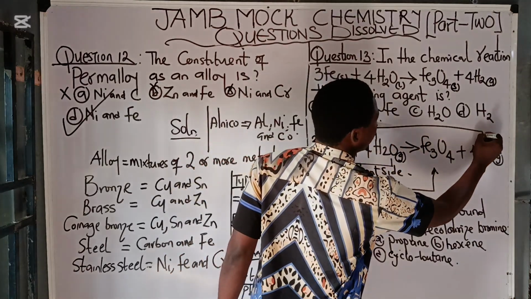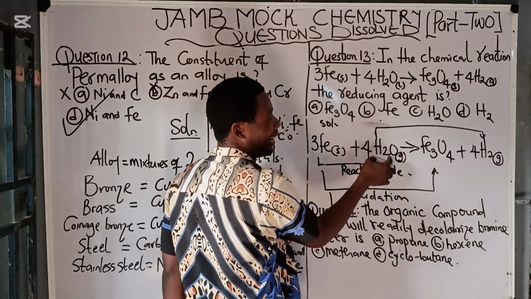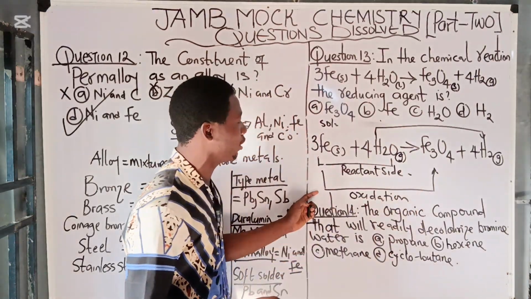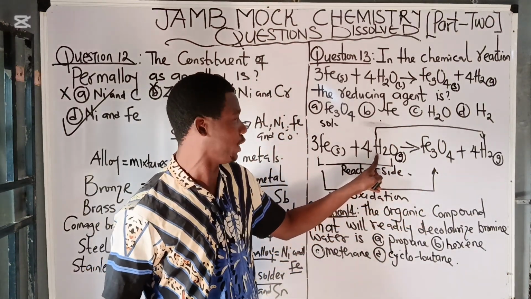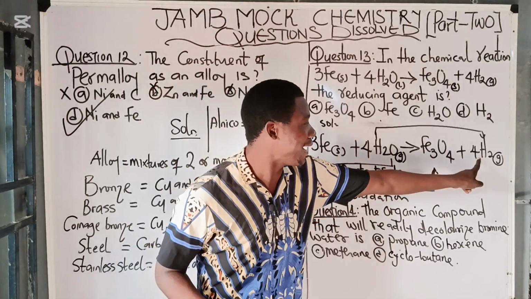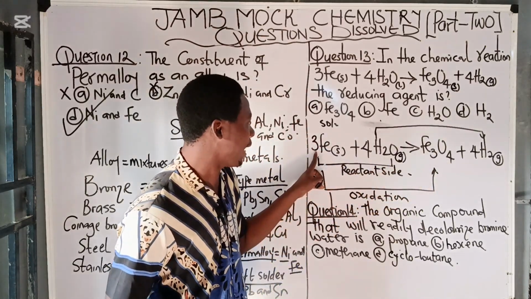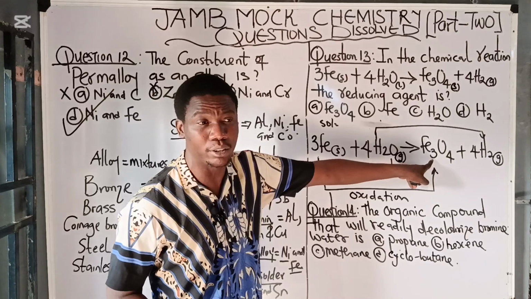Now if I analyze this one, which is your water, from water it became hydrogen. Now the oxygen here has been removed. So if oxidation is the addition of oxygen, then reduction will be removal of oxygen. You see them now? This is water, but now it's hydrogen. This was iron, now it's iron 2 diiron 3 oxide.